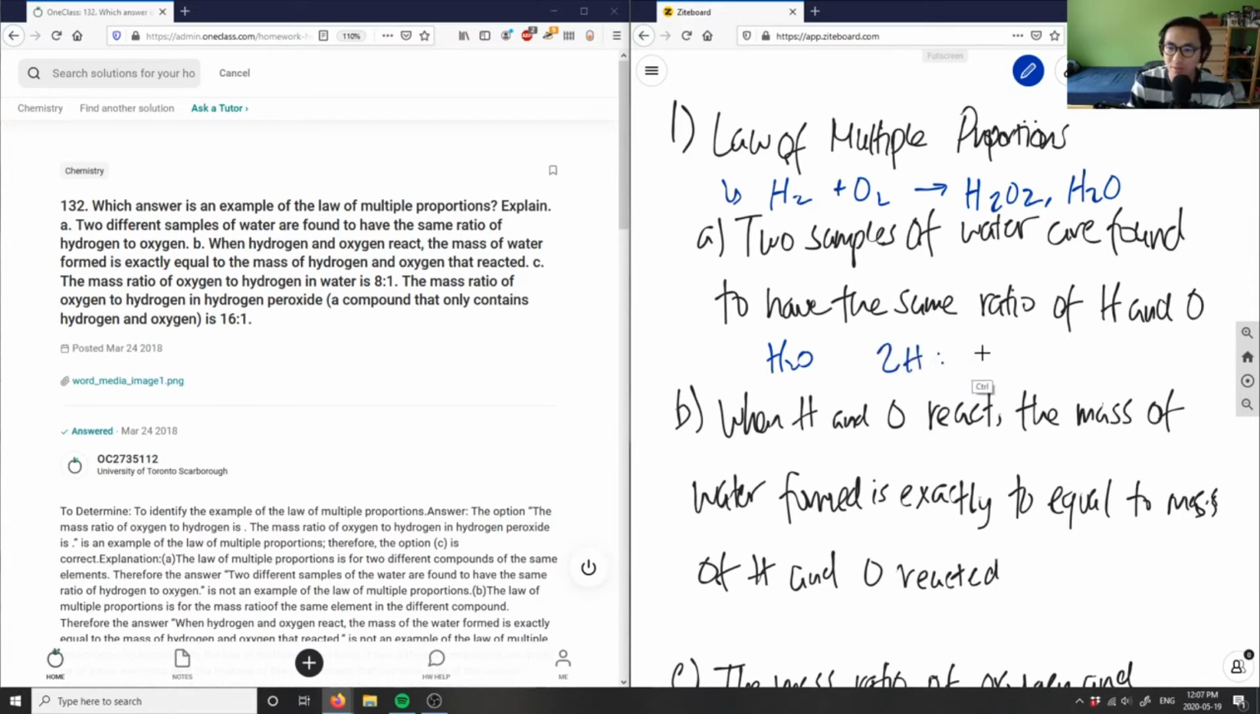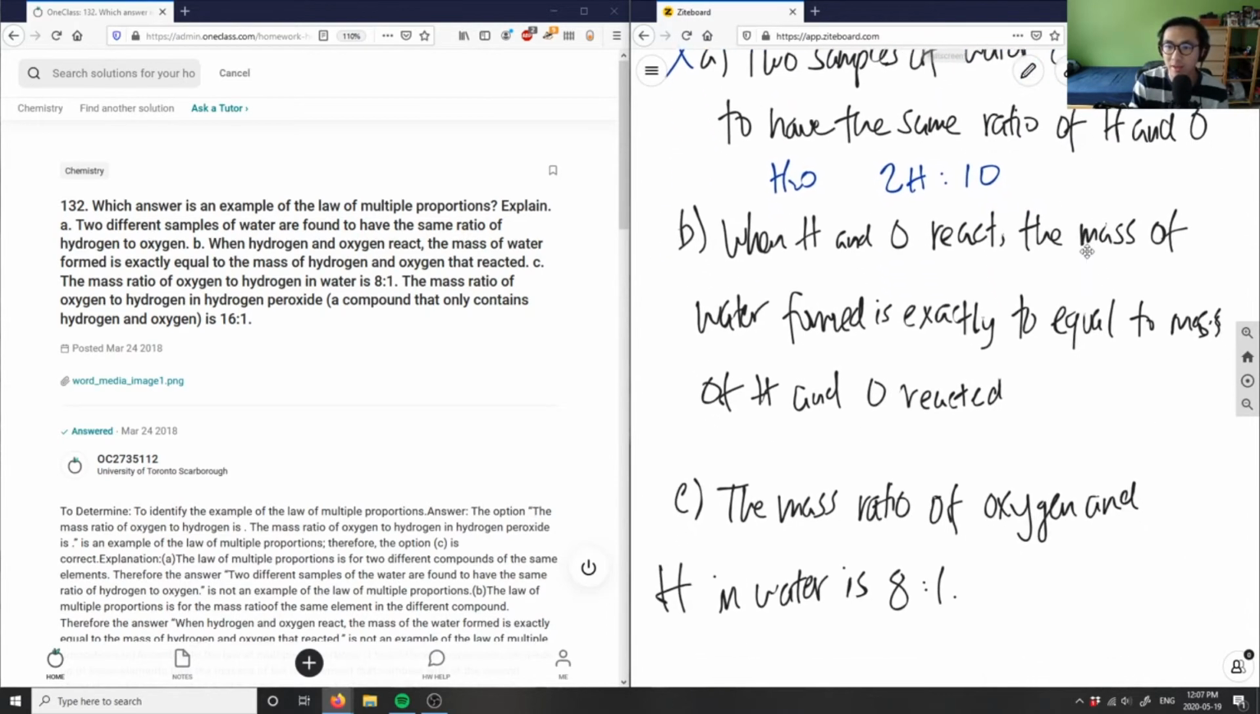And in this case here, this is not an example of the law of multiple proportions, because we're not talking about the mass of two different compounds here. And it's not expressed in whole numbers. In this case, it's only for one compound here. So this answer A is not correct. So it's not an example.